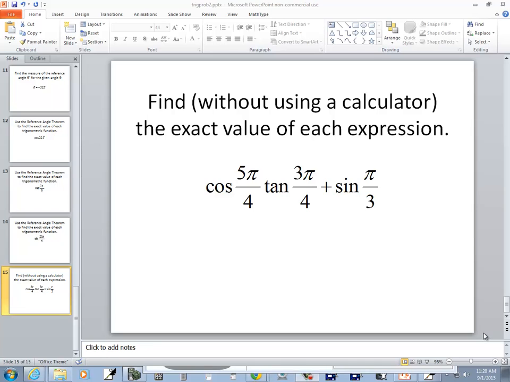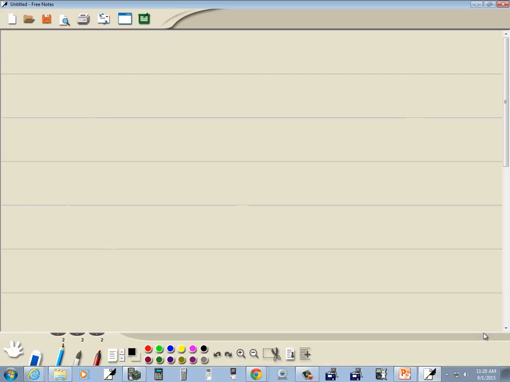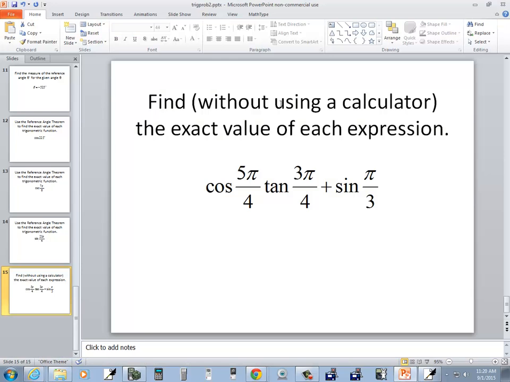In this problem, we want to find, without using the calculator, the exact value of each expression. So we've got cosine of 5 pi over 4 times tangent of 3 pi over 4 plus sine of pi over 3.